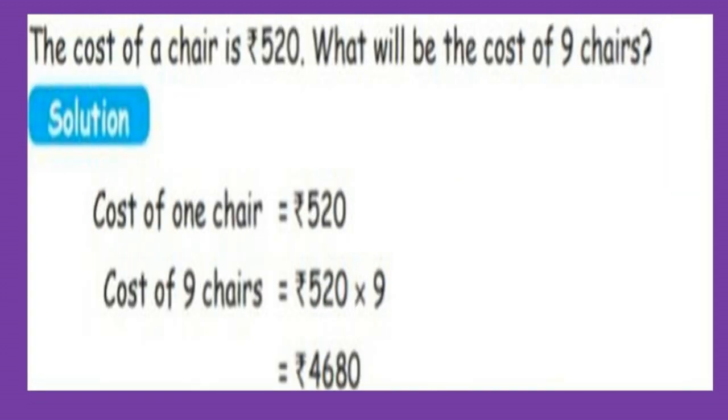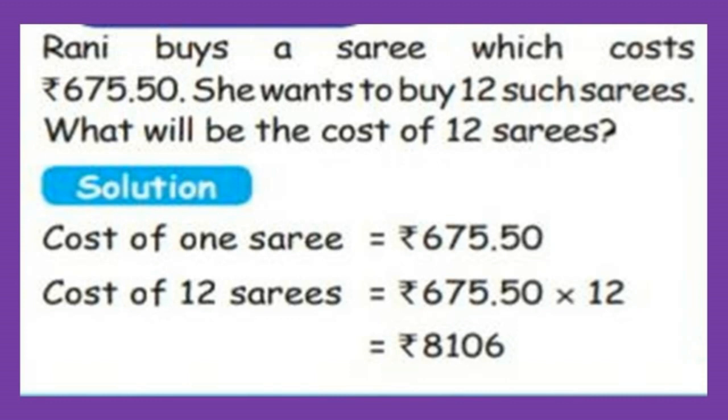The cost of a chair is 520 rupees. What will be the cost of 9 chairs? That is, the cost of one chair is 520 rupees. So we are going to find out the cost for 9 chairs. What we have to do is 520 rupees into 9. When we multiply 520 into 9, you will get the answer 4,680 rupees. The answer is 4,680 rupees.